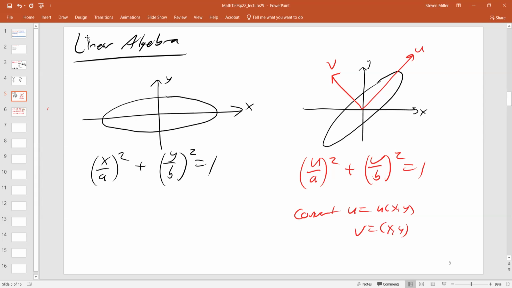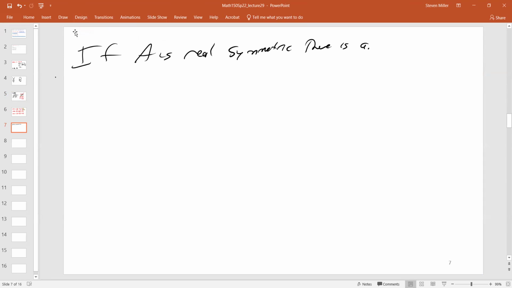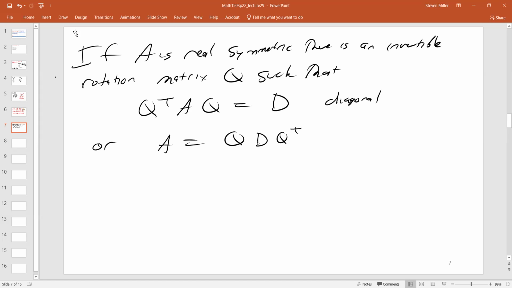And so it turns out that many matrices can be diagonalized. The key result that you get is that if A is real symmetric, there is an invertible rotation matrix Q such that Q transpose A Q equals D, which is a diagonal matrix. Or A equals Q D Q transpose. That I can write any such matrix as a diagonal matrix.